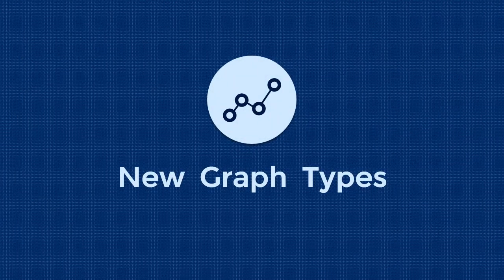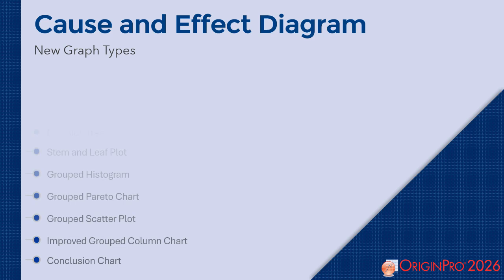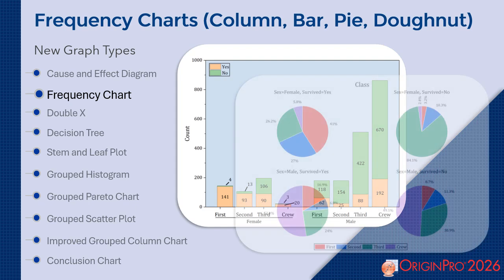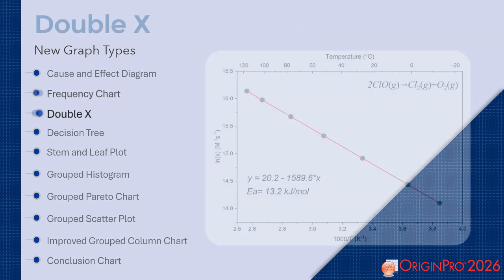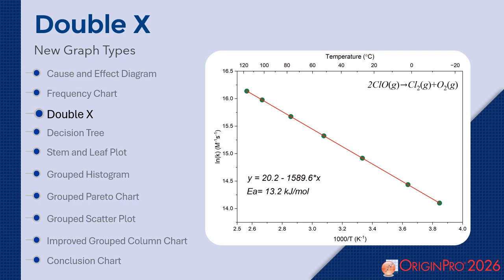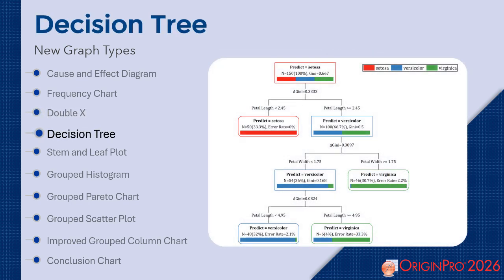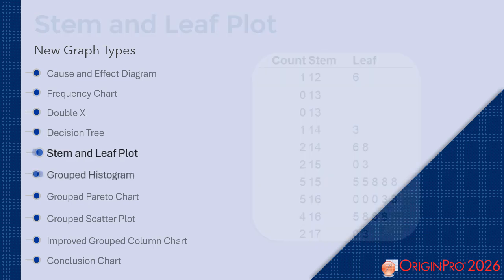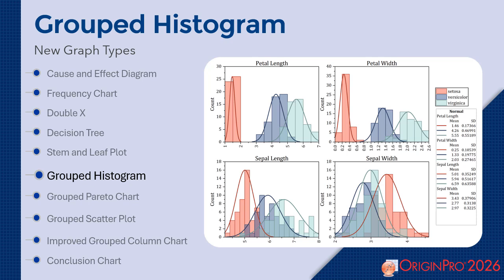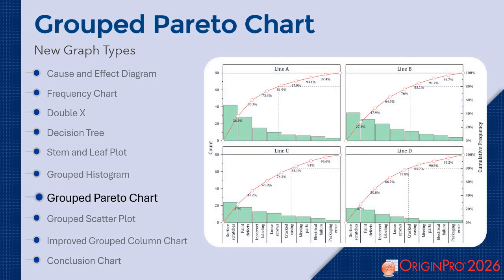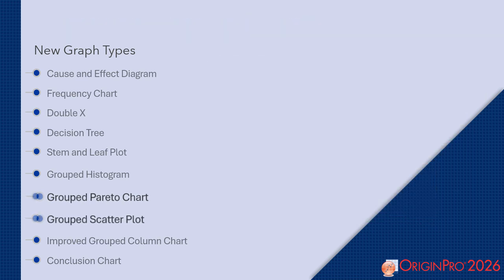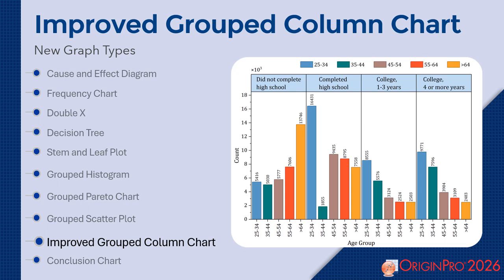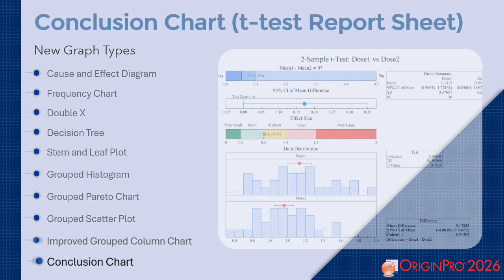Here are the new graph types available in Origin 2026. Cause and effect diagram, frequency chart, double X, decision tree, stem and leaf plot, grouped histogram, grouped Pareto chart, grouped scatter plot, improved grouped column chart, and conclusion chart.